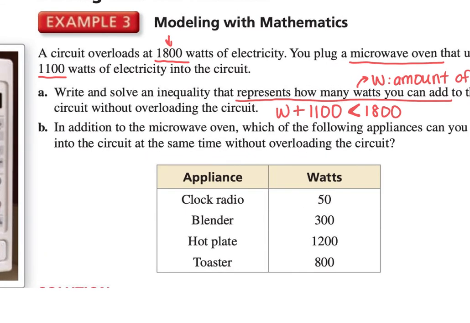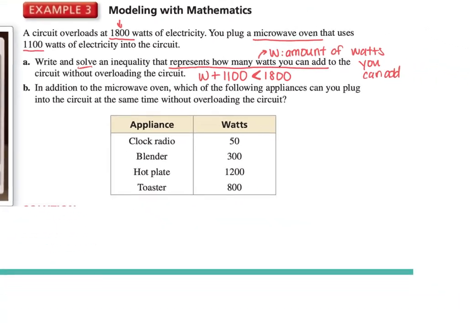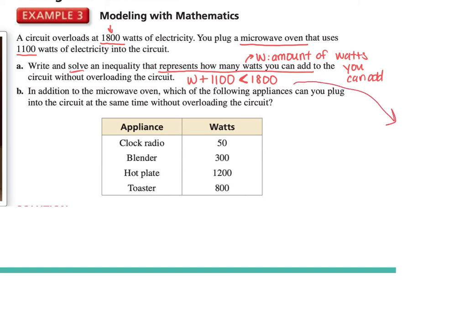Now, the second part of this question said to solve it. So let's go ahead and solve it. I'm going to rewrite it down here so we can solve it together. W plus 1,100 is less than 1,800. Guess what, peeps? What operation do you think we're going to use to solve this? Well, W's on the left, and there's that 1,100 next to it. Guess what we do? We subtract 1,100 from both sides. Booyah. These cancel.